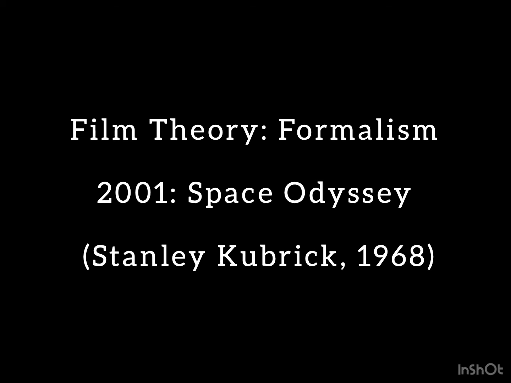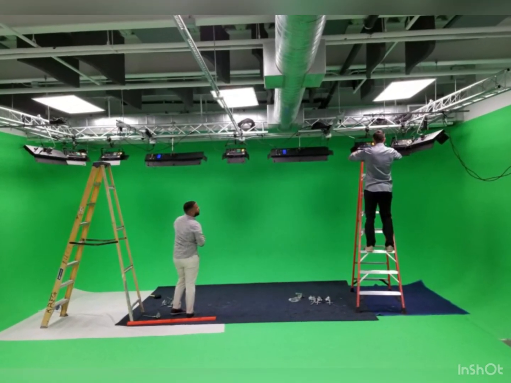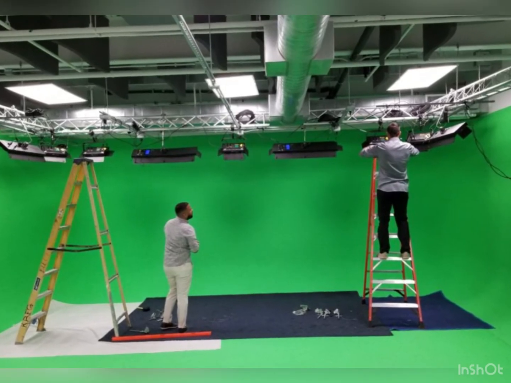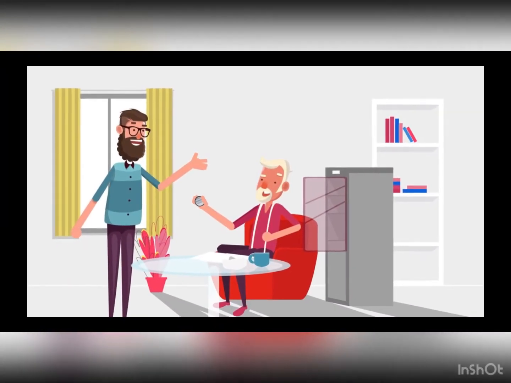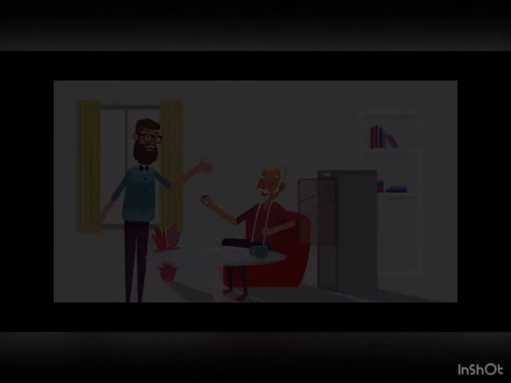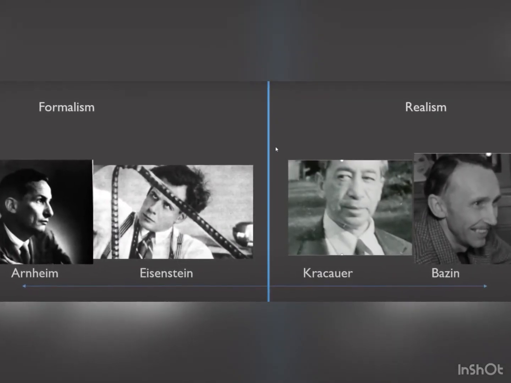Formalism film theory is the study of technical aspects of filmmaking. Film lighting and sound, as well as sets, props, and costume design are all included in the concept. Color composition, shots, and film editing are all used.